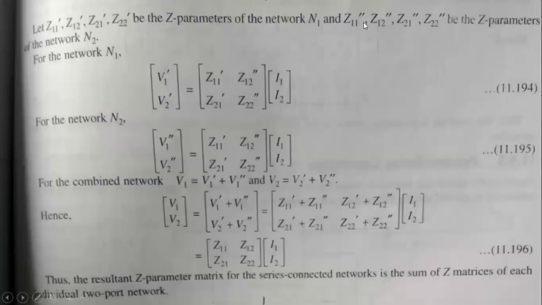How can we represent the Z? N1 and N2 are the two networks. N1 is a representation of Z11, Z12, Z21, Z22 with a single dash, whereas N2 is nothing but Z11, Z12, Z21, Z22 with a double dash. So this is the representation: N1 is single dash, N2 is double dash.